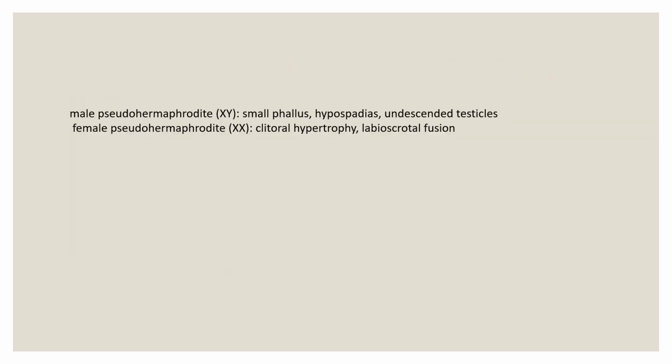The coming slide. So what is a male pseudohermaphrodite? Their genetic makeup is XY, so they are called male. Why pseudohermaphrodite? Hermaphrodite is one who is having both female and male sex organs. What is a pseudohermaphrodite? They have small phallus, hypospadias, and undescended testicles. So their genetic makeup is male, but they have a small phallus and hypospadias, which may not look like a male external genitalia.